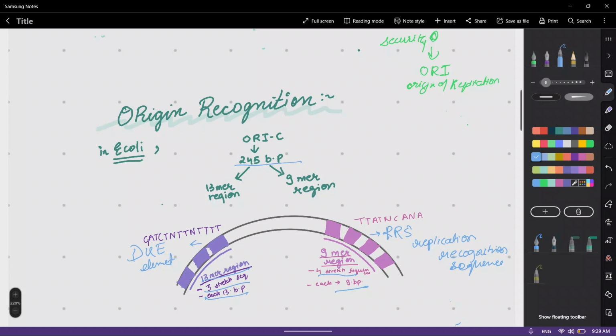Okay, now what happens exactly, we will see that, but one important thing we need to know before we go into it is that both these regions, the DUE element and the RRS, are very AT rich. Why is this important? We will see soon. As you can see, each sequence in the stretches is TT, AT, and AT rich. Same with this. So moving on.